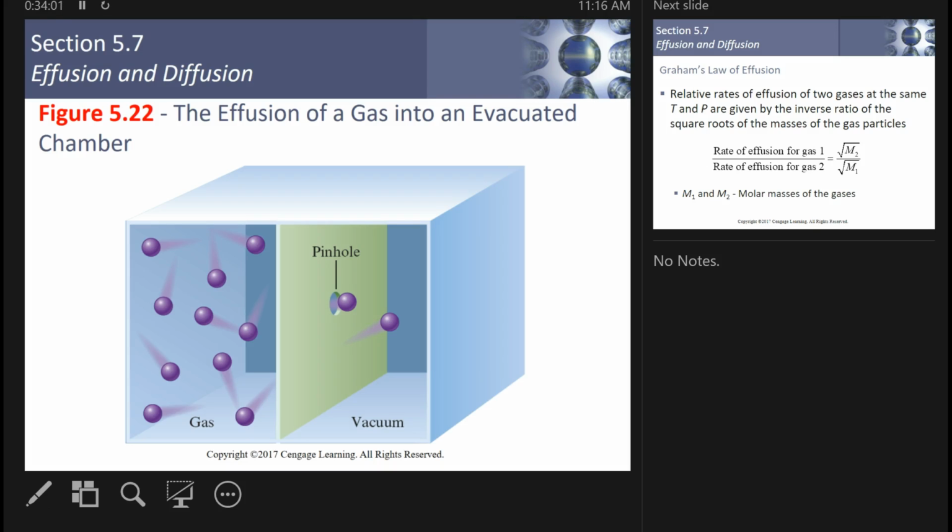What was kinetic energy based on? What is the formula for kinetic energy? Half mv squared. So kinetic energy is based on mass. That same concept applies: the rate at which a gas effuses is based on its molar mass. The heavier the gas, what? The slower it moves.